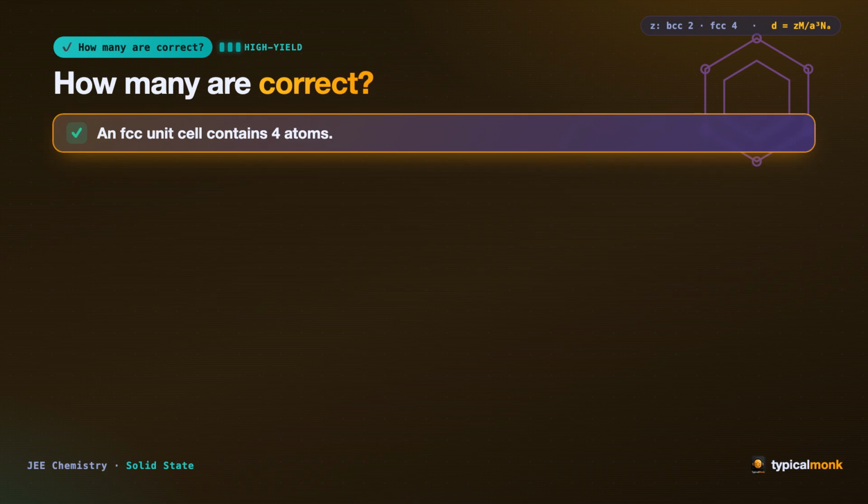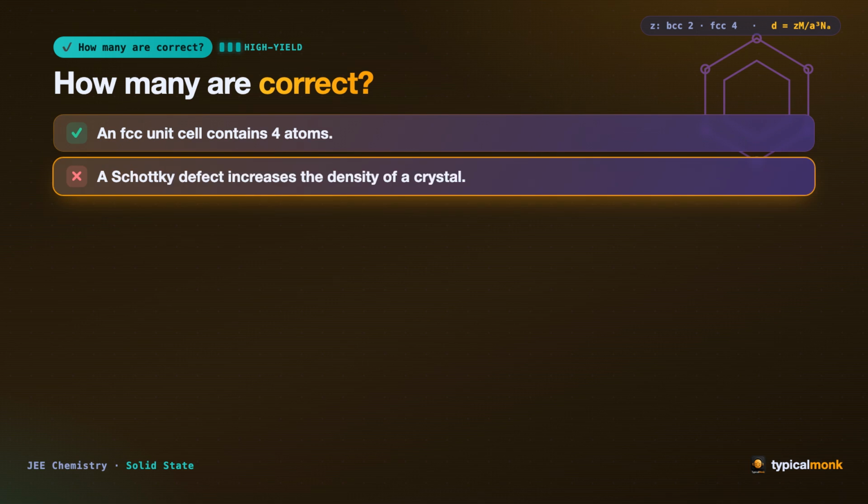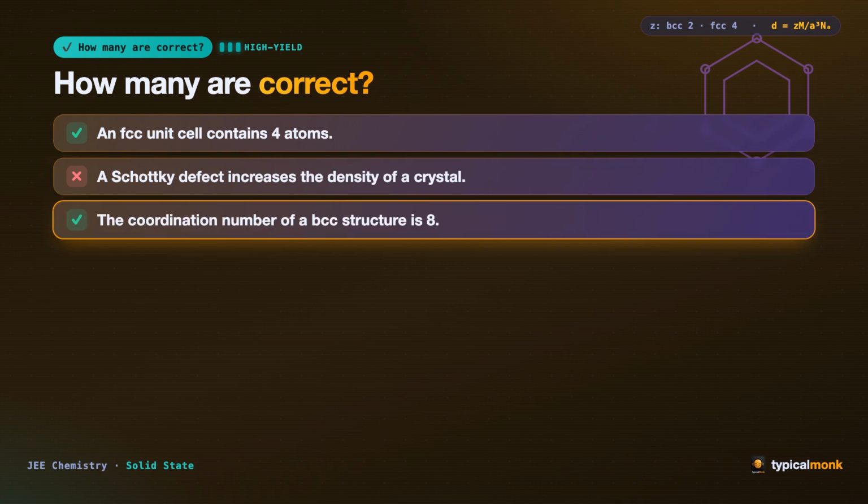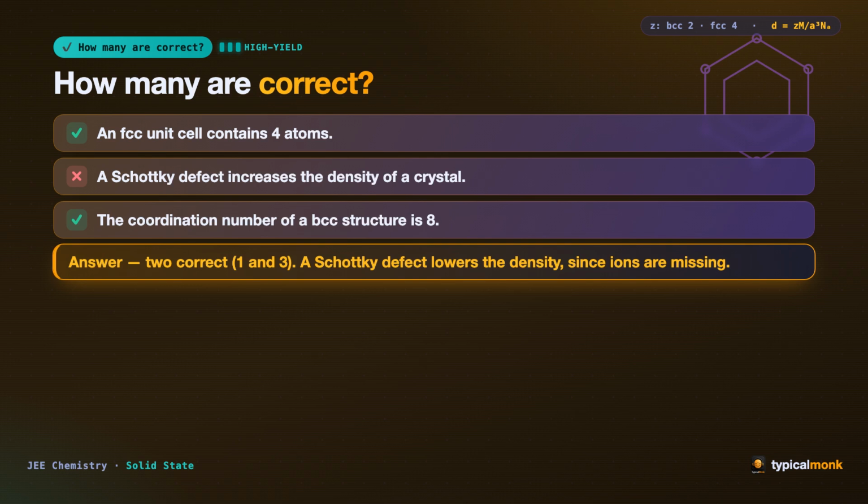Now, how many of these 3 statements are correct? 1. A face-centered cubic unit cell contains 4 atoms. That is correct. 2. A Schottky defect increases the density of a crystal. That is wrong. It lowers the density because ions are missing. 3. The coordination number of a body-centered cubic structure is 8. That is correct. So the answer: 2 are correct, statements 1 and 3. The trap is statement 2. A Schottky defect lowers the density.